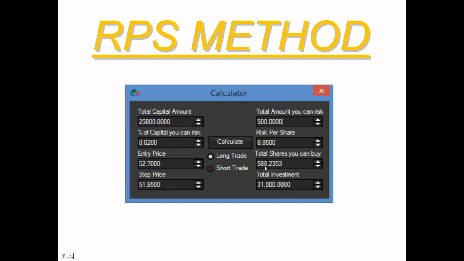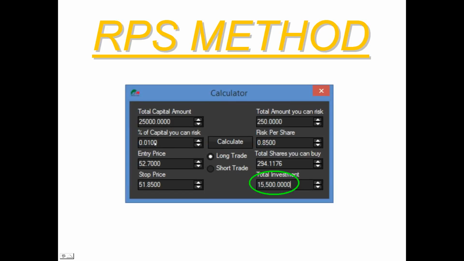The total shares we can buy is 588. Let's round it out to 600 shares. We're excited, but guess what? It's going to cost us $31,000. We only have $25,000. We can't purchase a total of 588 shares. All right, so what do we do?